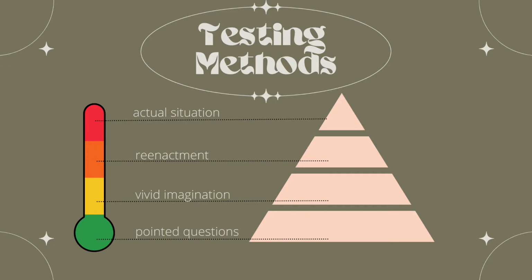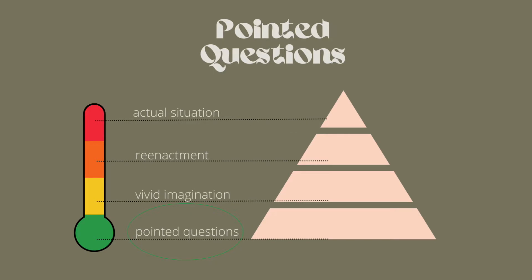So I have created this pyramid graphic to help you visualize the hierarchy that exists within this testing method framework. In clinical EFT, there are 4 different types of testing methods: pointed questions, vivid imagination, reenactment, and actual situation. And I've organized this into a pyramid graphic because a huge part of EFT is exposure to stressful stimuli. So you can think of these testing methods as being categorized in this pyramid as going from the least exposure to the greatest exposure. Okay, so we're going to start with the lowest exposure testing method, which is pointed questions.